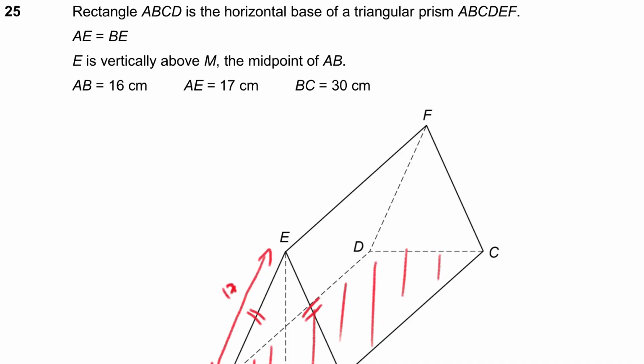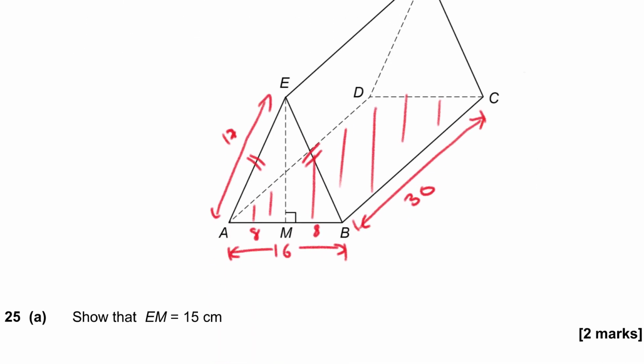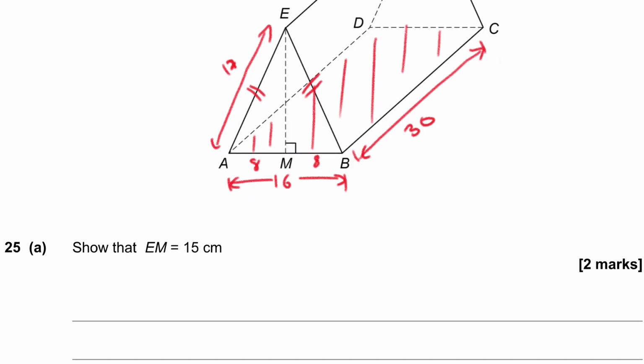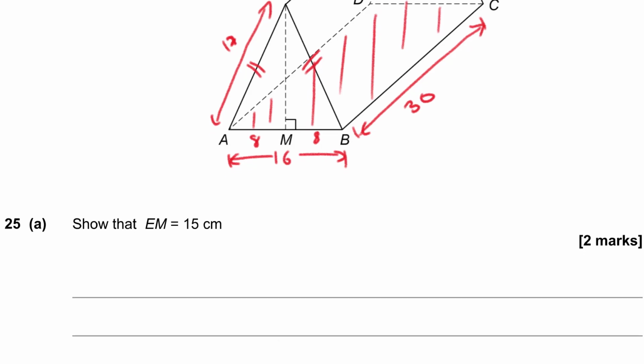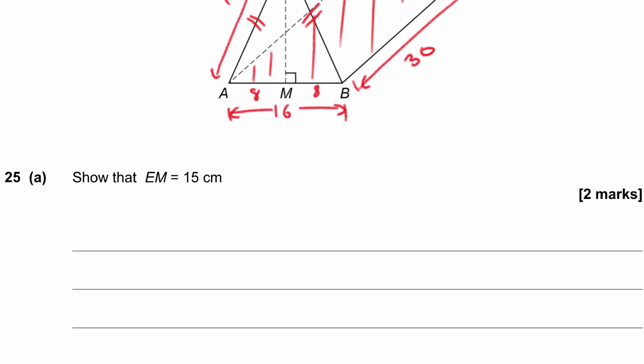I think we're going to have to work out the perpendicular height, aren't we, at some point? And then BC is our height or depth of our prism, distance between the front and the back face. And I'm guessing we're going to have to find, oh no, we have to first show that EM equals 15. Yep, so we've got to do a bit of Pythagoras theorem here. Now that diagram is quite complicated. Let's just take out the bit that we need for this particular part of the question. So let's take out the front face.